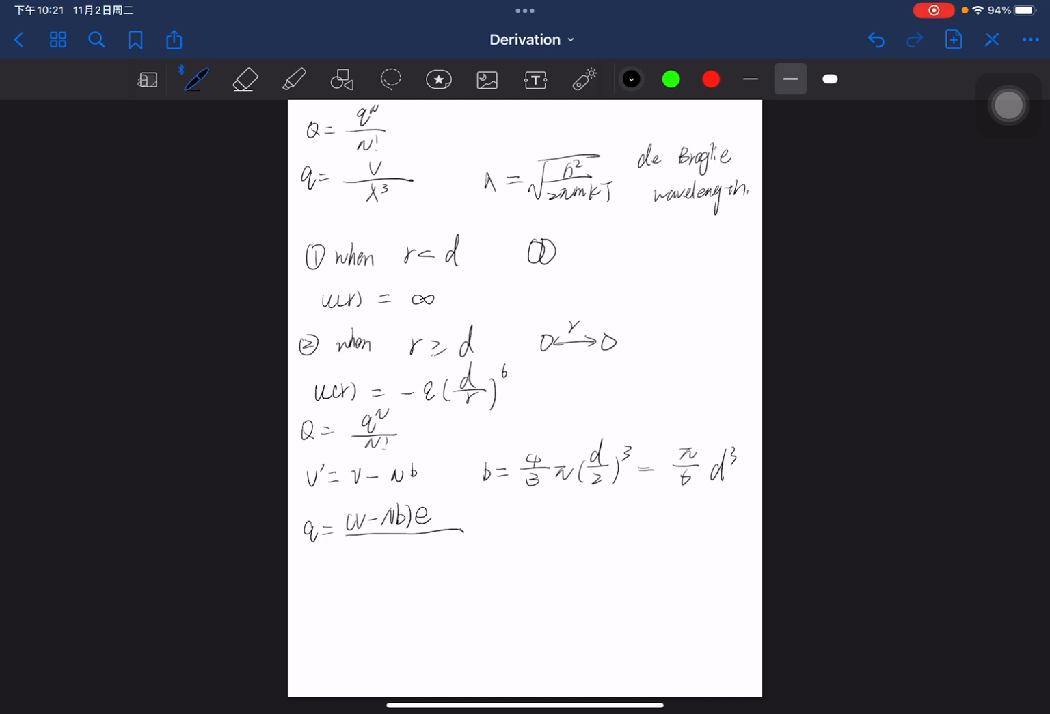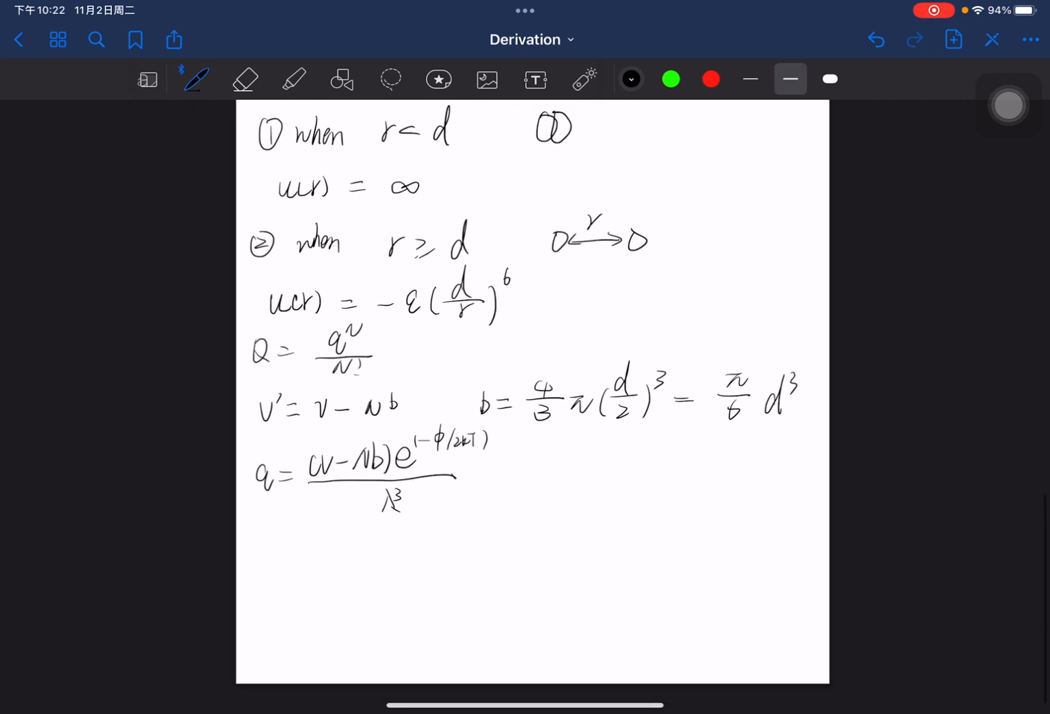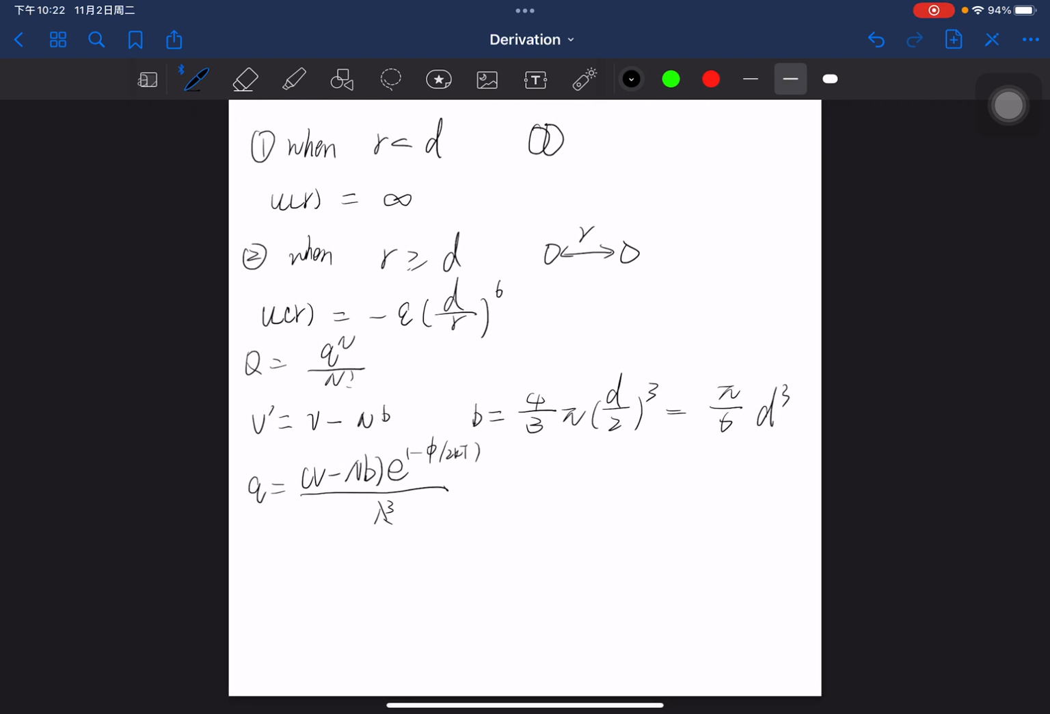Now we introduce our Boltzmann factor, which is exponential of negative phi divided by 2kT, and divided by the de Broglie wavelength cubed. So why do we introduce this Boltzmann factor? Because we need to take care of the average intermolecular potential, and we divide the potential by 2 because the interaction energy is shared by two particles.